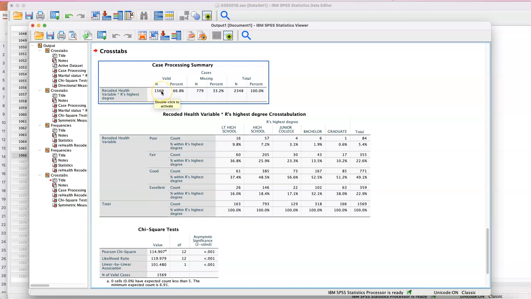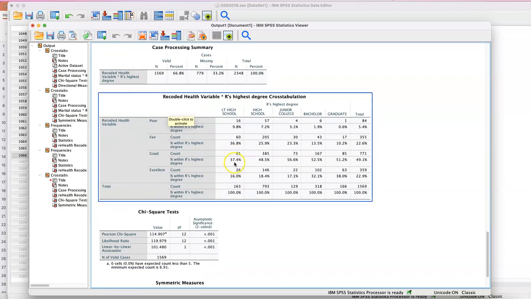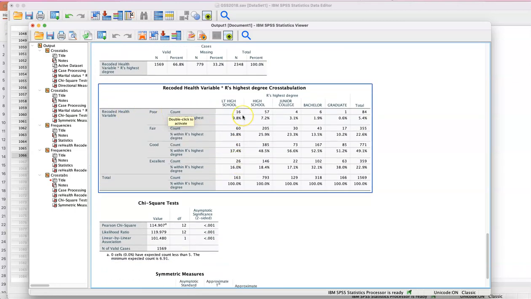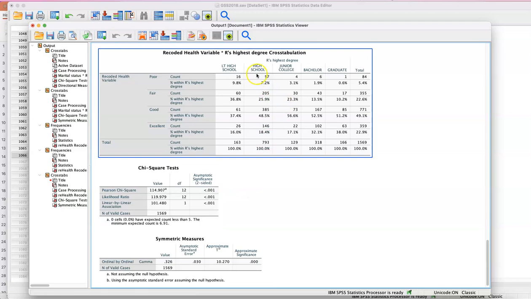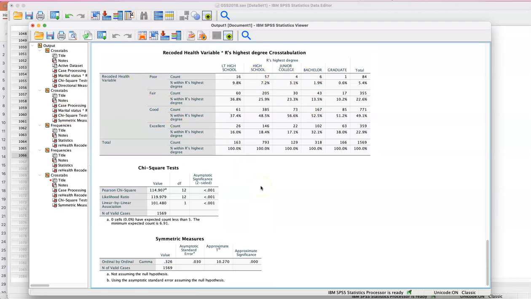There are 1,569 cases. It seems there are some missing or inapplicable cases, so that is why the total sample size decreased. Maybe there is a very small number of poor health condition. In any case, the Pearson chi-square is over 100, and this is statistically significant. So we reject the null hypothesis that there is no association. So the level of degree and health condition are statistically significantly associated.